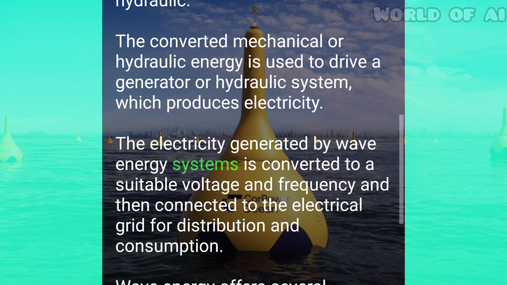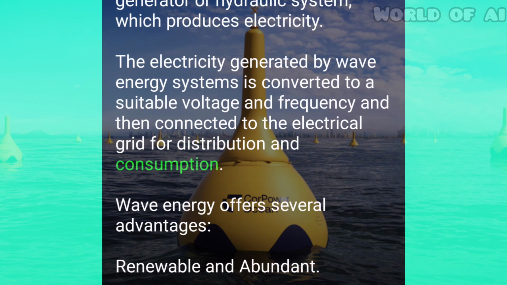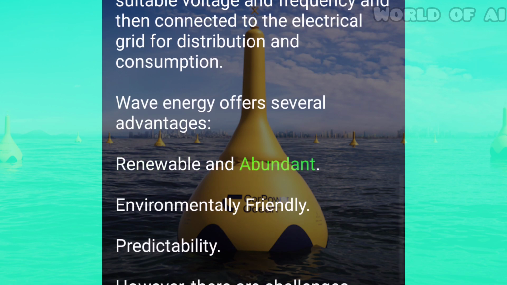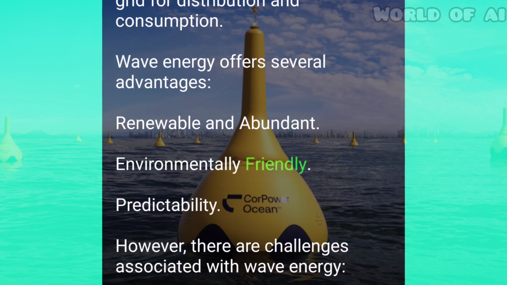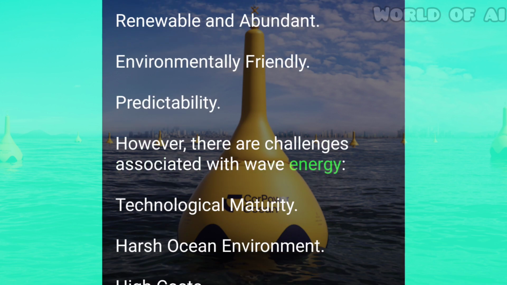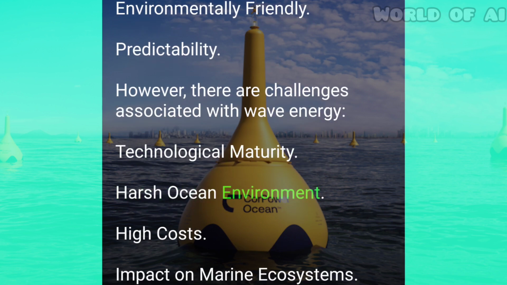The electricity generated by wave energy systems is converted to a suitable voltage and frequency and then connected to the electrical grid for distribution and consumption. Wave energy offers several advantages. Renewable and abundant. Environmentally friendly. Predictability. However, there are challenges associated with wave energy. Technological maturity. Harsh ocean environment. High costs. Impact on marine ecosystems.